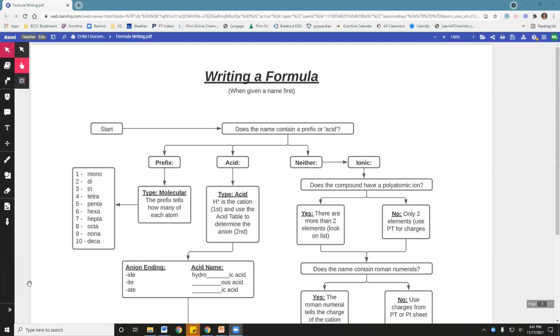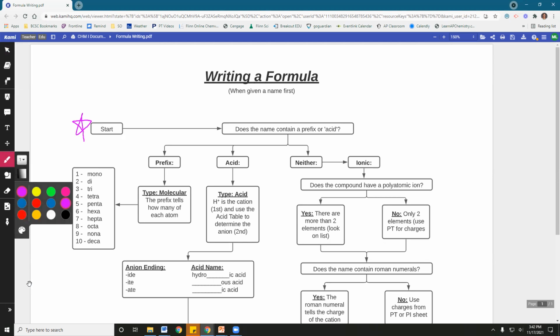This video is to help you with the second side of the flow chart, how to write a formula when you are given a name of a compound. So very similar, but very different. There's similarities and differences here. Sometimes I have information on this side that I don't have on the other side, so you just have to be careful. But just like before, we always start at the top, and then we're going to work our way through.